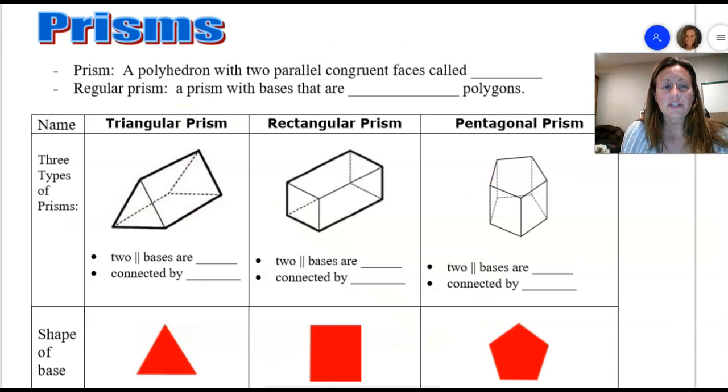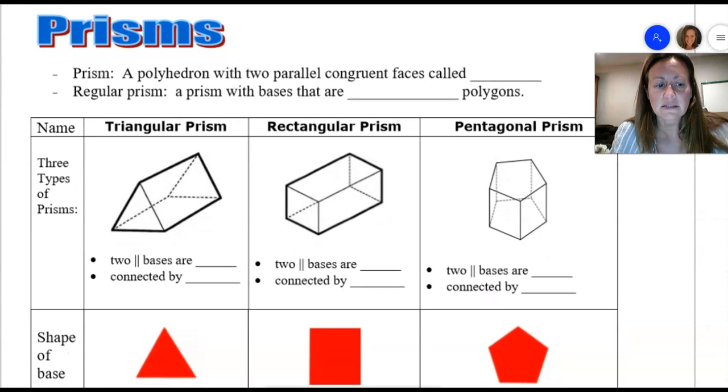So let's start with being introduced to what is a prism. I know you've probably seen them before in middle school. They've been introduced to you, but we can review. A prism is a polyhedron with 2 parallel congruent faces, which we will call bases.